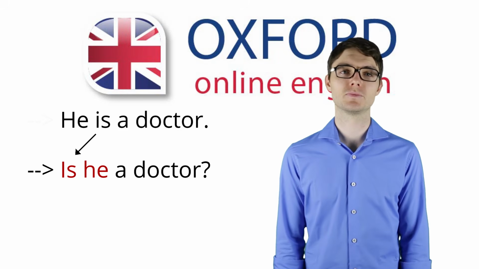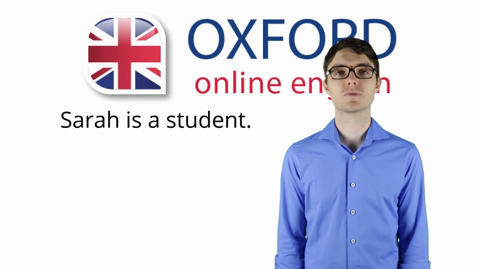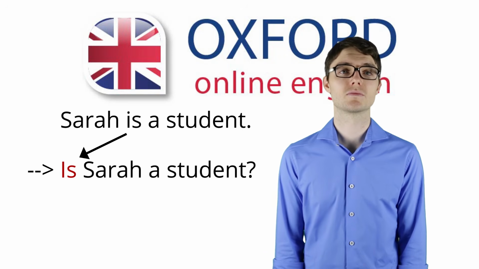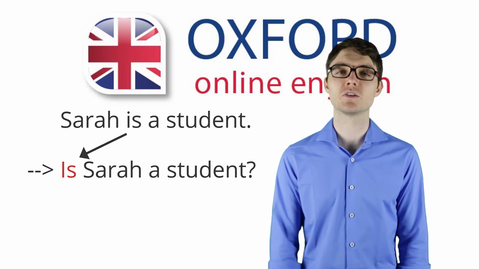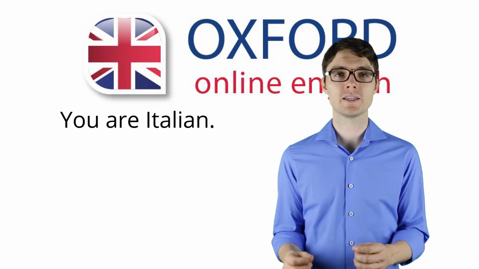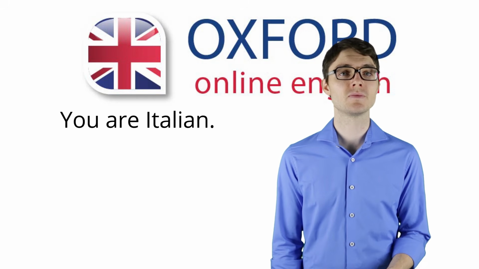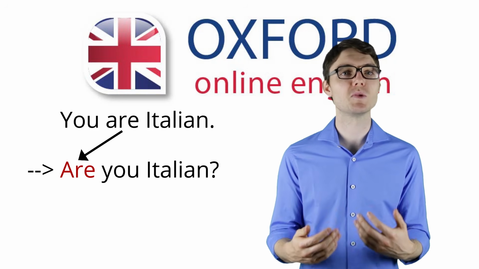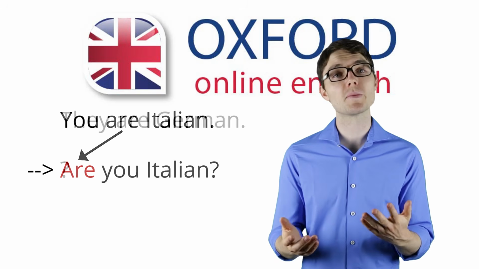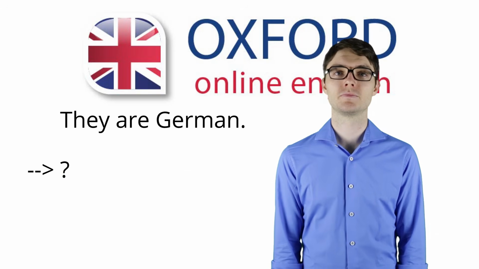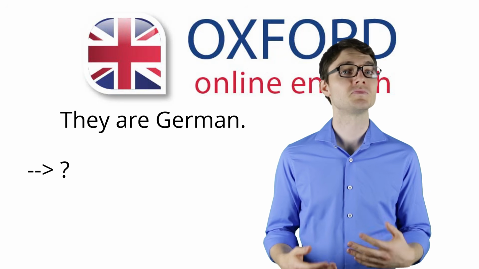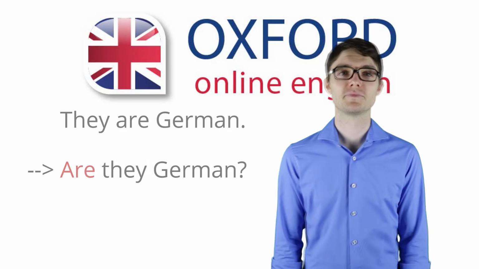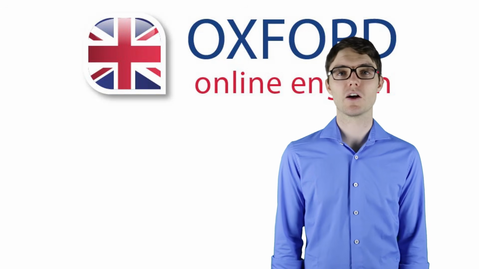Let's look at another example. Sarah is a student. Can you make the question? Is Sarah a student? Okay, one more, a bit different. You are Italian. Can you make the question? Are you Italian? The same thing happens. Just move be to the beginning. What about they are German? Can you make the question? Are they German? Same idea again. Not too difficult, right?